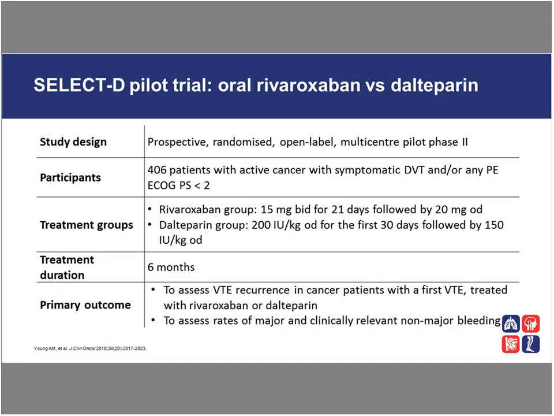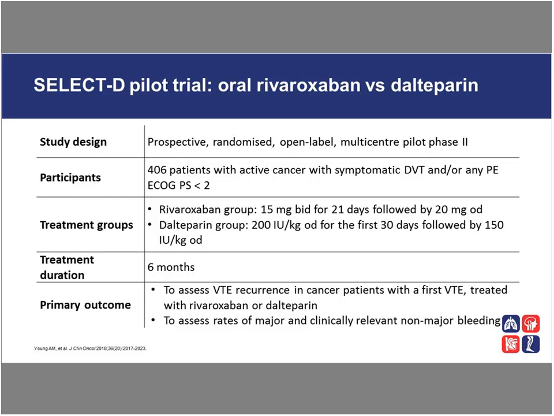406 patients with active cancer with symptomatic DVT and/or any PE and a fairly good ECOG status were approached. They were randomized to rivaroxaban, 15 milligrams twice a day for 21 days, followed by 20 milligrams once a day, or dalteparin with the traditional regimen noted there, 200 international units per kilo once a day for the first 30 days, followed by 150 international units per kilo once a day. This time, treatment duration was specifically defined to be 6 months.